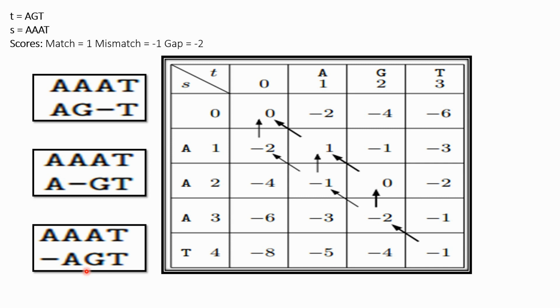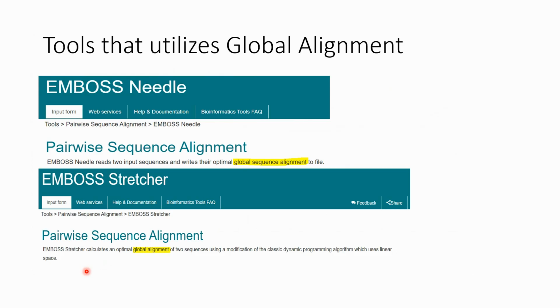Now the global alignment is completed, and it is used by many tools. Two famous tools are EMBOSS Needle and EMBOSS Stretcher. They use this global alignment.